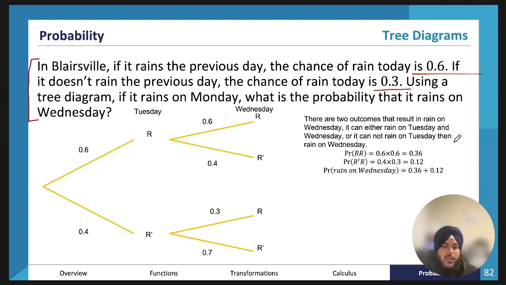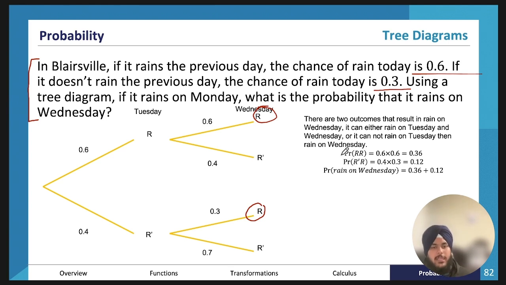Now the question is, there are two outcomes that result in rain on Wednesday. Here's the question. What is the probability that it rains on Wednesday? So there are actually two outcomes for whether it rains on Wednesday. So the first outcome is rain on Tuesday and rain on Wednesday, or rain on Tuesday and rain on Wednesday. So this is what I mean by or. So what we're trying to actually determine is the probability that it rains on Wednesday given that it has rained on Tuesday, or the probability that it rains on Wednesday given that it hasn't rained on Tuesday.